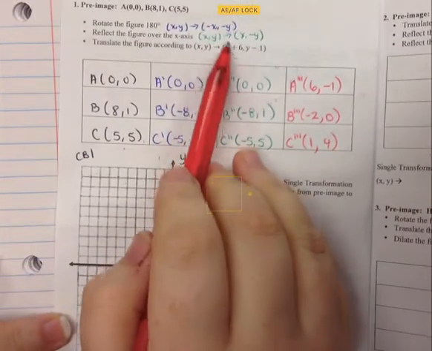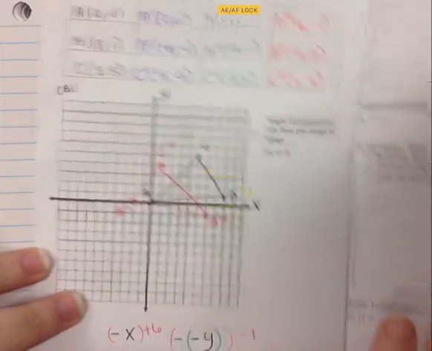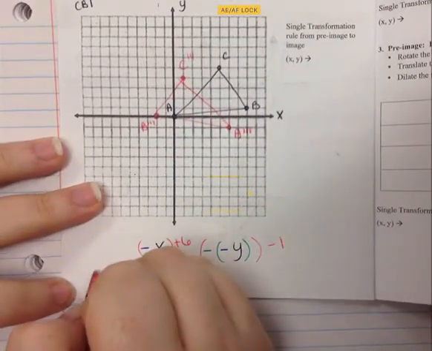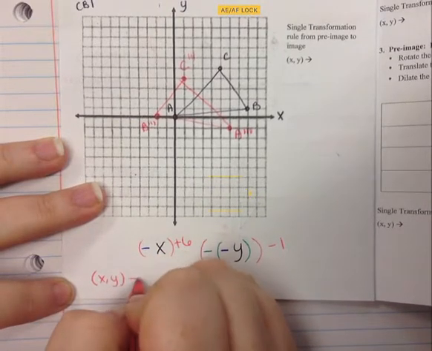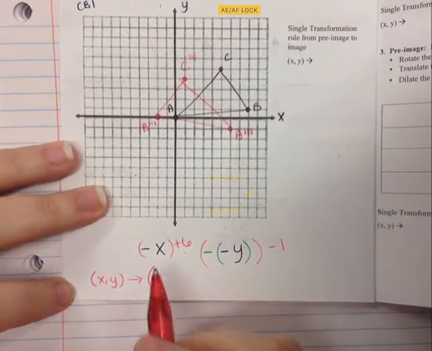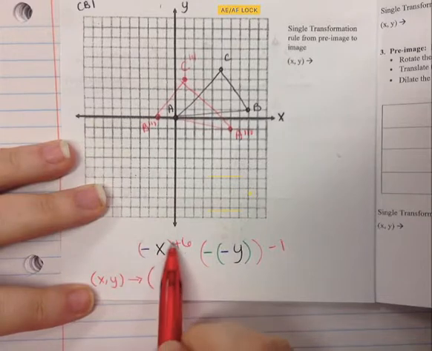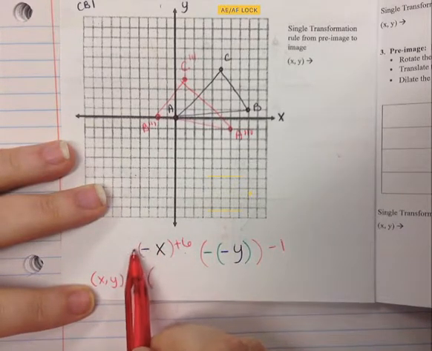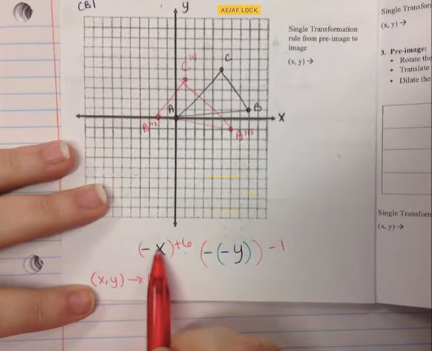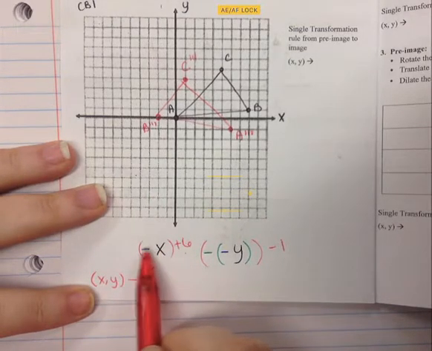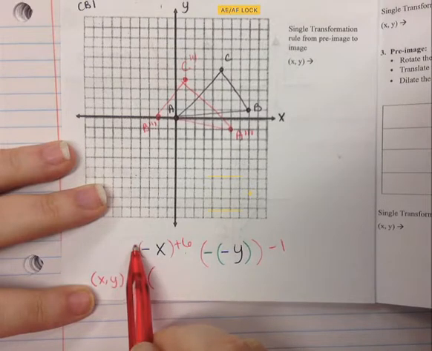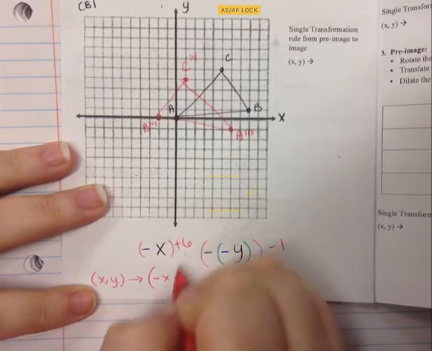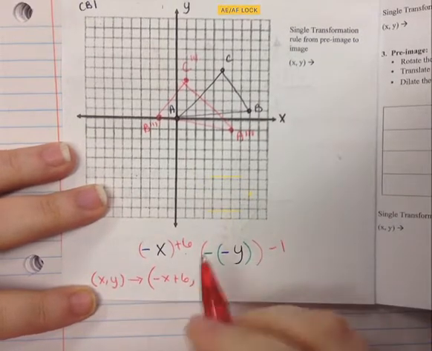I've gone through all three of my rules, and so all I want to do now is just to simplify this to write a final rule. So I have my x, y maps to parentheses. The parentheses here, nothing is attached to the parentheses except for that plus 6, so that's fine. That means I do not have to distribute. I keep a negative x, then I just put plus 6, because this will stay as negative, because that's really a 1 times a negative x. So I have negative x, and then plus 6, comma.